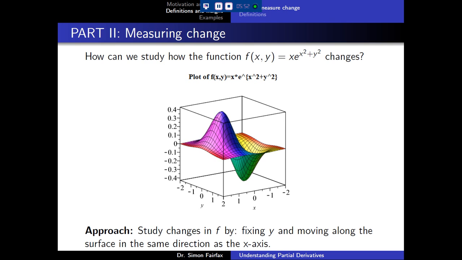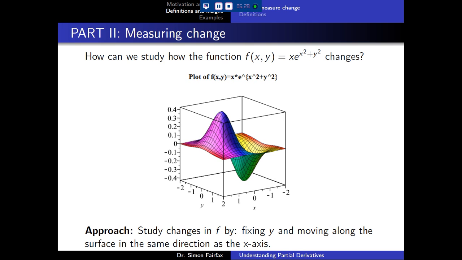Well, here's the approach. This is the way that we do it. We study changes in the function f by, firstly, fixing the y variable. So we pick some number for y, and we say, right, don't change it, that's fixed. And then we move in the same direction as the x-axis. This gives us some idea how the surface changes, moving in some predetermined direction.